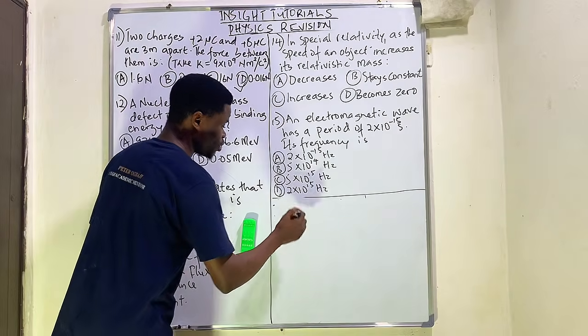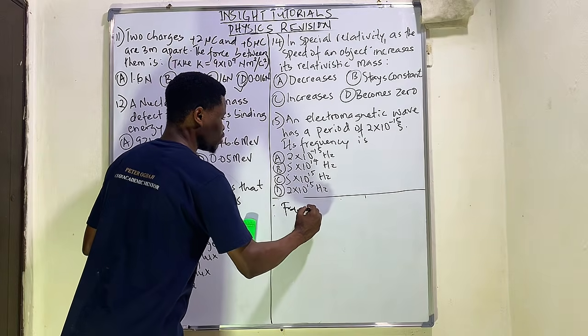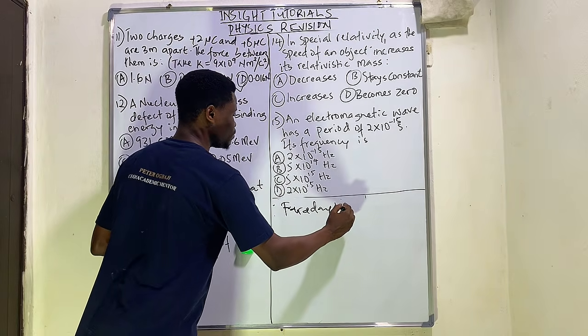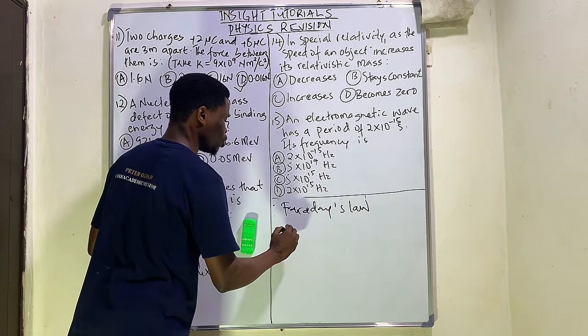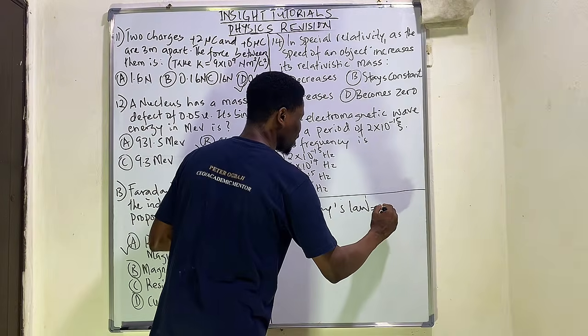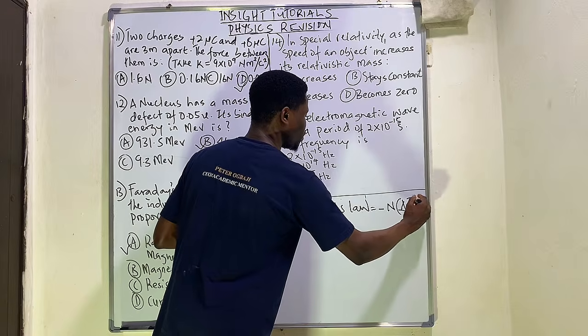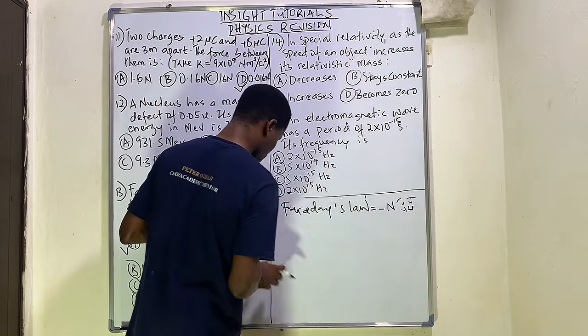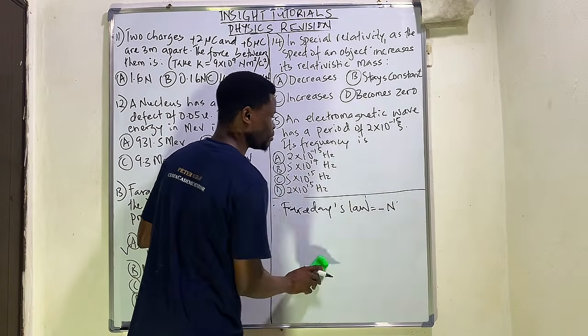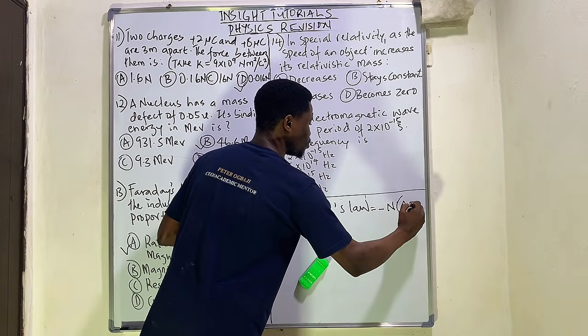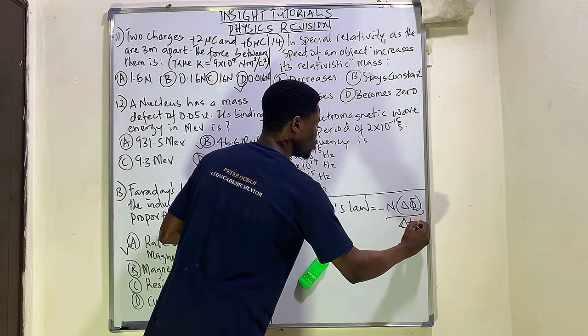Remember Faraday's law, for the sake of learning. Faraday's law is given as negative N, in bracket, the change in the magnetic flux all over the change in time.